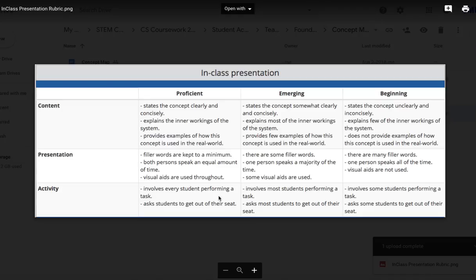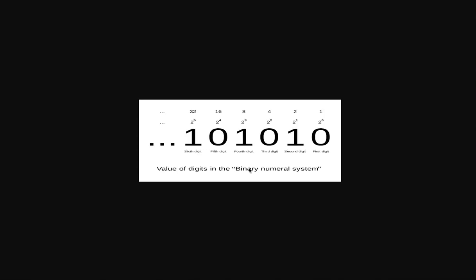And the two criteria here are that it involves every student performing a task, and that it asks students to get out of their seat. These two can be combined into one, and you might be thinking to yourself, how can I get that done? I have no idea what that means. I've never seen that in action. An easy example for me to communicate to you is a lesson here on binary numbers that I use sometimes.